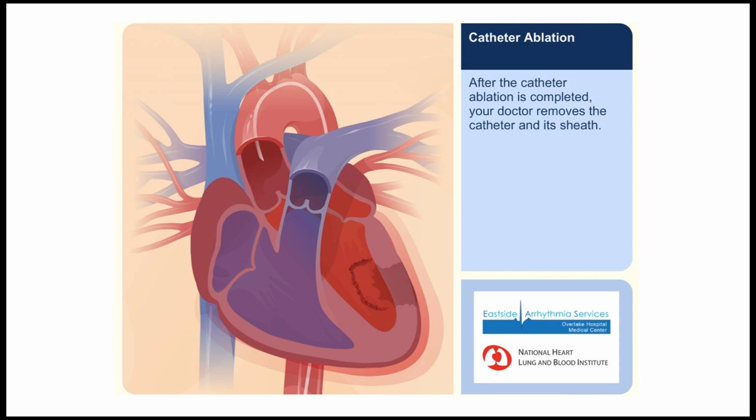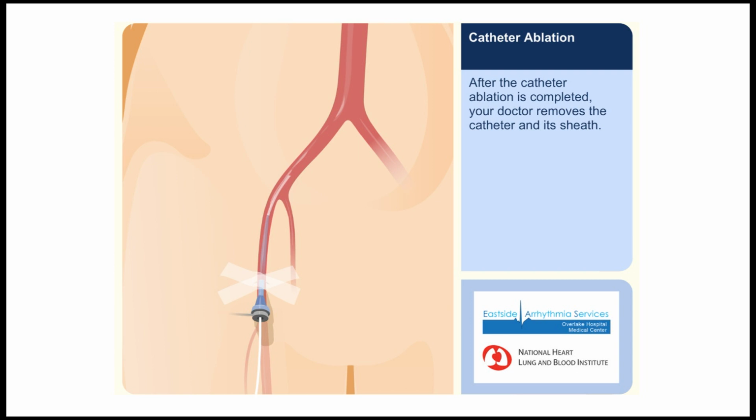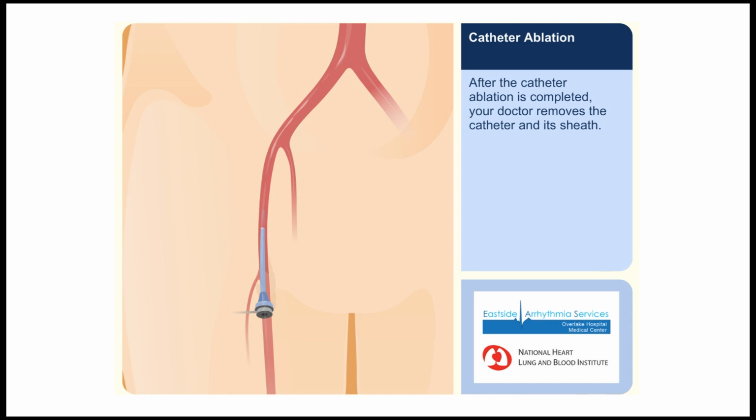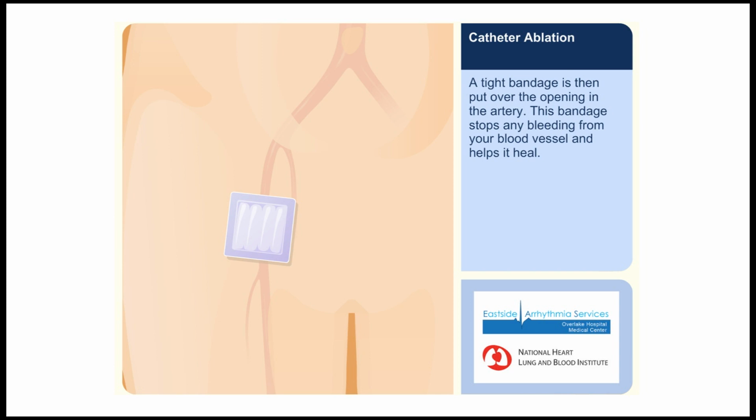After the catheter ablation is completed, your doctor removes the catheter and its sheath. A tight bandage is then put over the opening in the artery. This bandage stops any bleeding from your blood vessel and helps it heal.